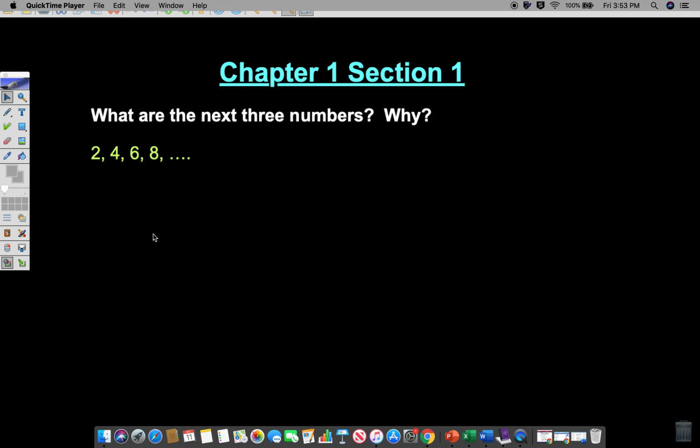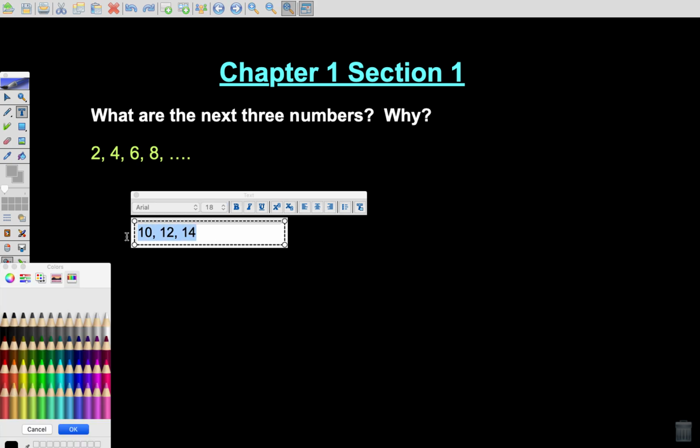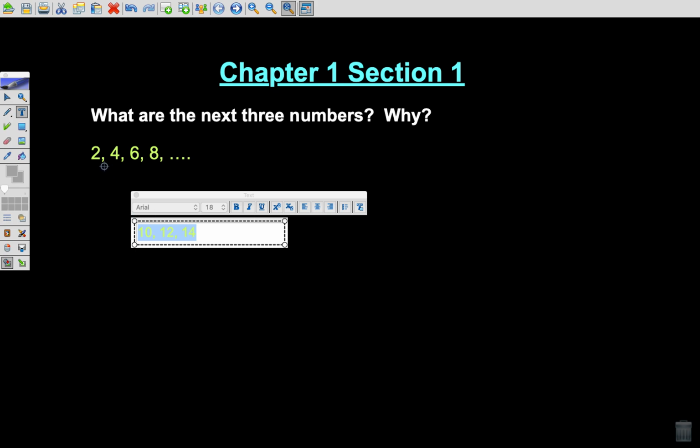All right, so we're going to start with inductive and deductive reasoning. We want to know what the next three numbers are in this sequence and why. So 2, 4, 6, 8. And it's pretty obvious that it's 10, 12, and 14. All right, so those would be our next numbers of 10, 12, and 14. And the reason this would be is because we can see that each number is skip counting by 2.